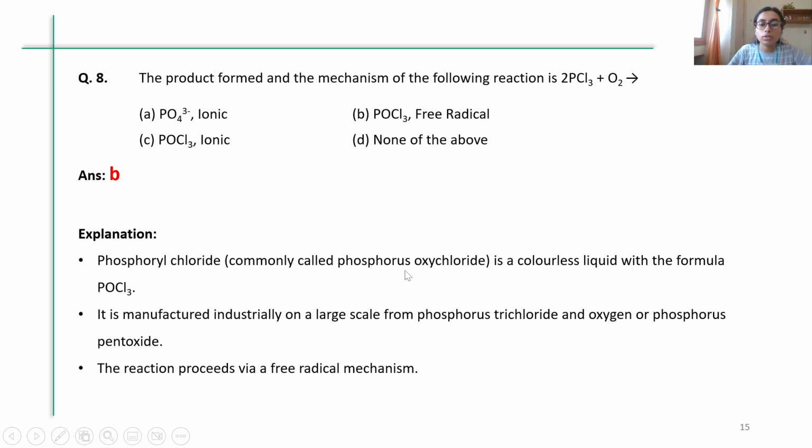Phosphoryl chloride, commonly called phosphorus oxychloride, is a colorless liquid with the formula POCl3. It is manufactured industrially by the reaction of phosphorus trichloride and oxygen or phosphorus pentoxide. From phosphorus pentoxide also we can produce it, along with phosphorus trichloride. The reaction proceeds via a free radical mechanism.